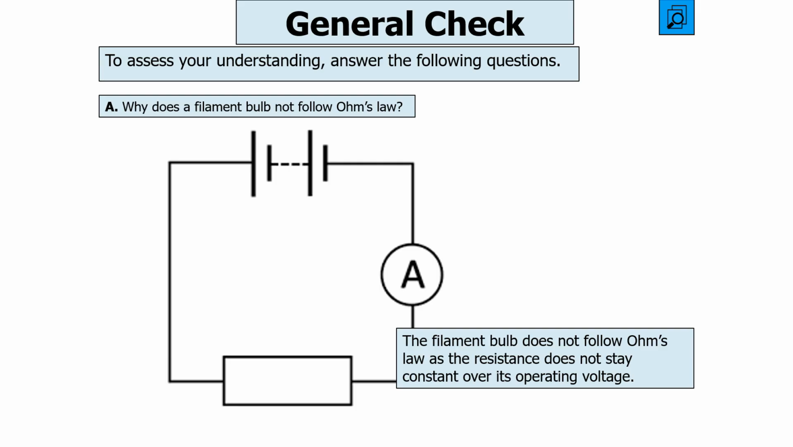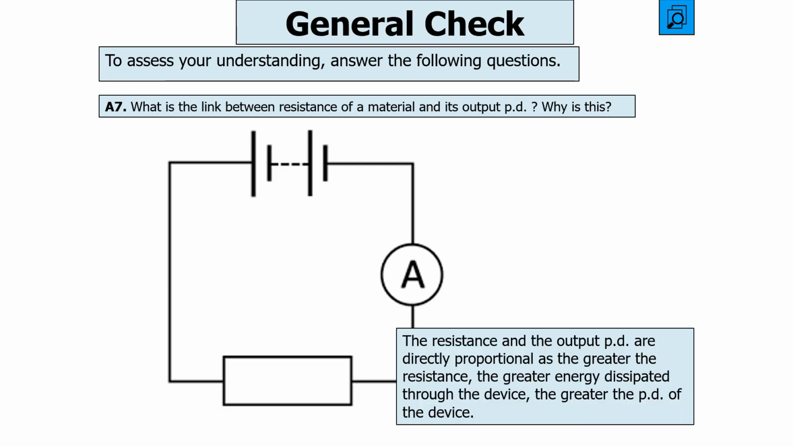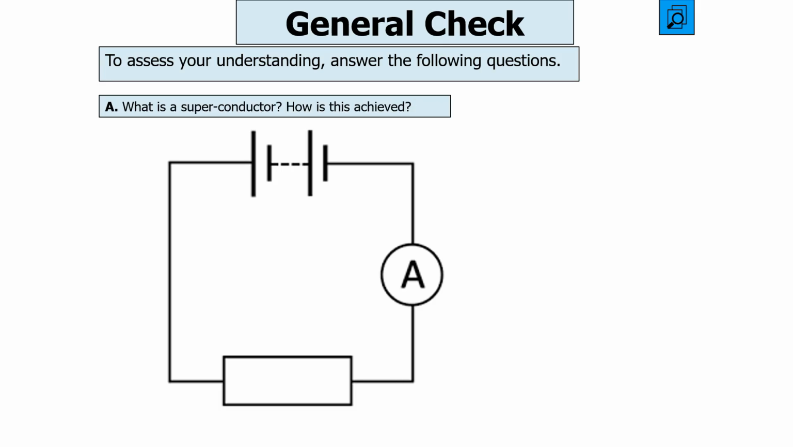Now the next question. What is the link between the resistance of a material and its output potential difference, and why is this? So pause the video now, then unpause the video when you want to go through your answer. Right, the resistance and the output potential difference are directly proportional. As the greater the resistance, the greater the energy dissipated through the device, the greater the potential difference of the device.